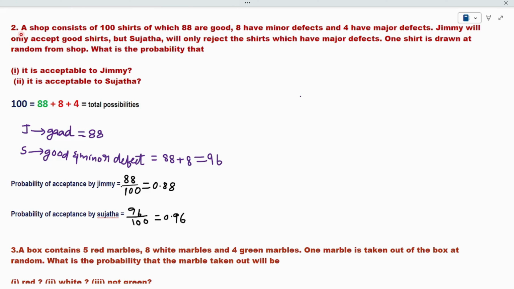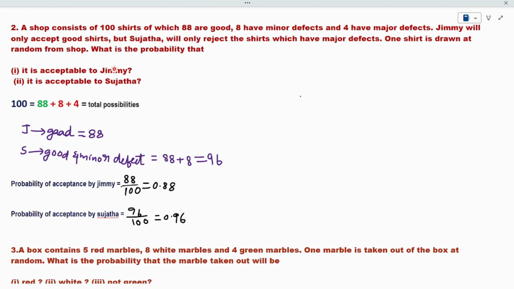Problem 2. A shop consists of 100 shirts, of which 88 are good, 8 have minor defects and 4 have major defects. Jimmy will accept only the good shirts, but Sujata will reject only the shirts which have major defects. One shirt is drawn at random from the shop.